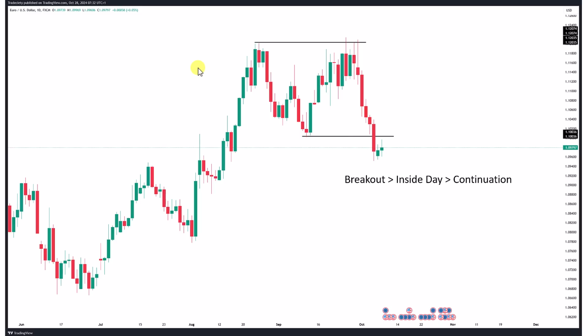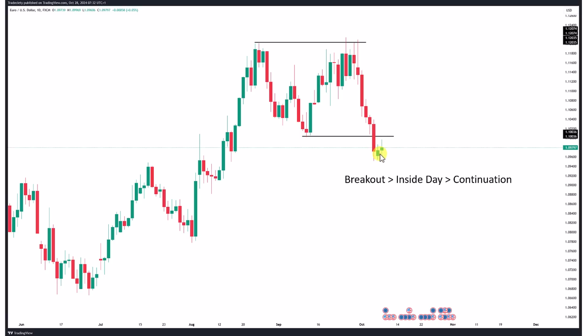So on a higher time frame, and I use the daily time frame, I look for ranges and then I look for breakouts. Ideally you have very strong breakout days. And it's very common to see inside days after a breakout day.